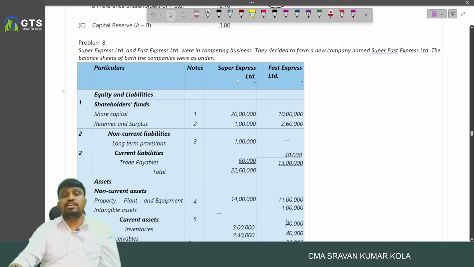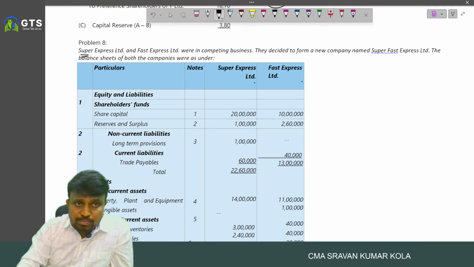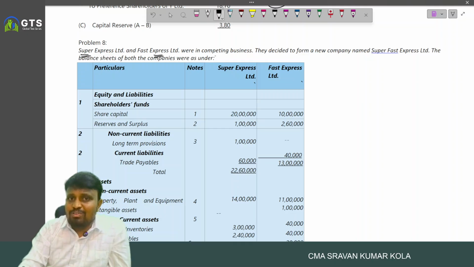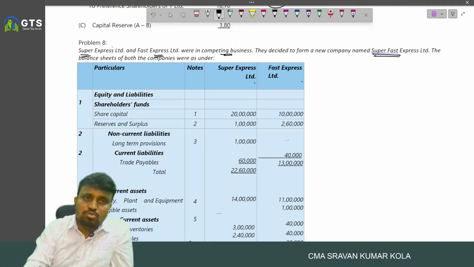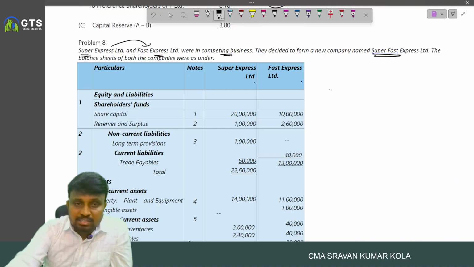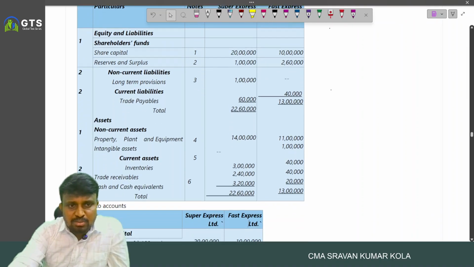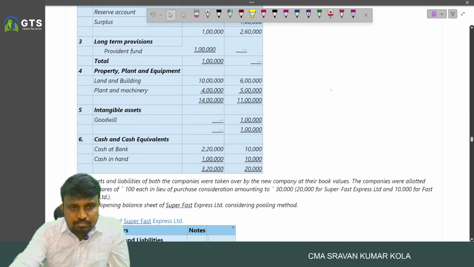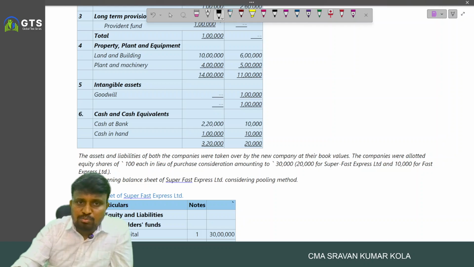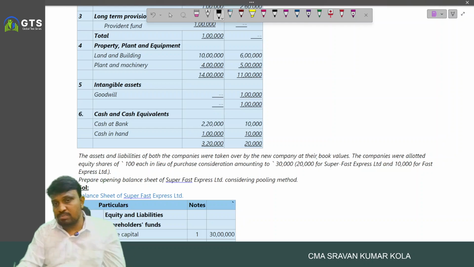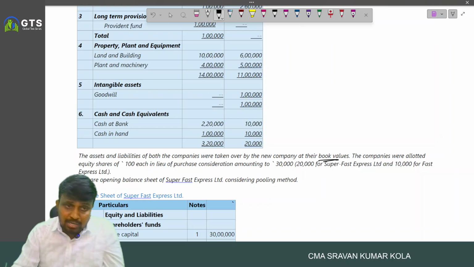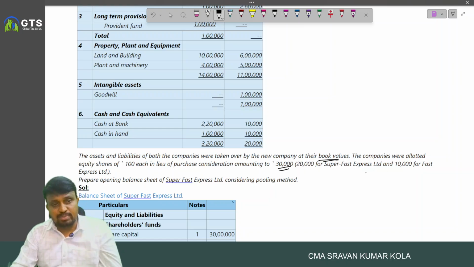Then, coming to the eighth problem. Super Express and Fast Express Limited were in competing business. They decided to form a new company, Super Fast, and these two are amalgamated together. So here the balance sheets are provided, and assets and liabilities of both companies were taken over by the new company at their book value. And the companies were allotted equity shares of 100 each in lieu of purchase consideration amounting to 30,000: 20,000 for Super Express and 10,000 for Fast Express Limited.